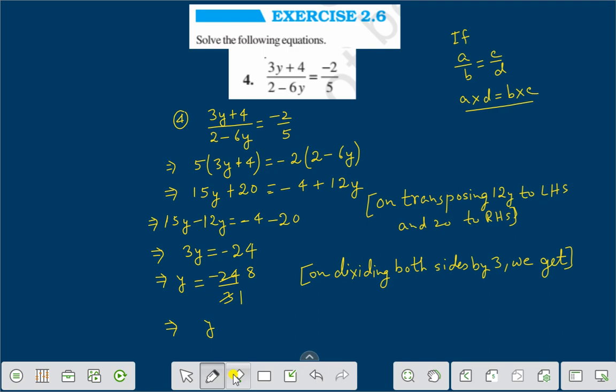The value of y is equal to -8, and that is the answer. The y is equal to -8.